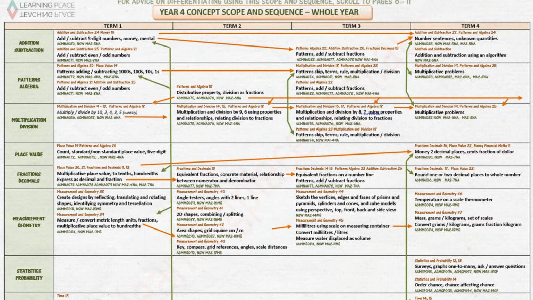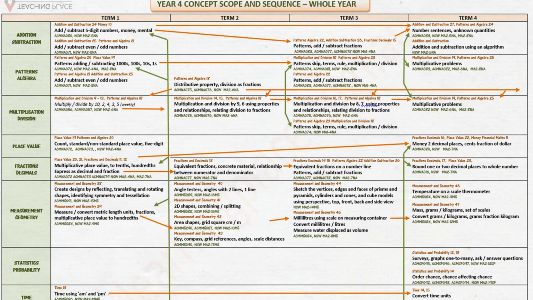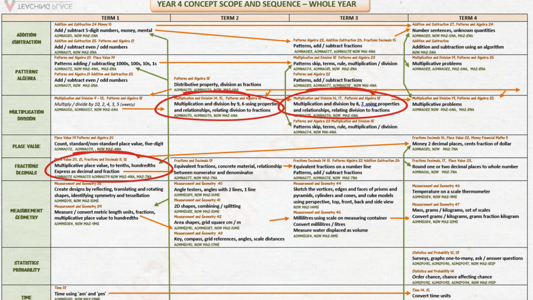As you can see, the focus of number and algebra in Year 4 is adding and subtracting 5-digit numbers using place value, including as money. The focus of multiplication and division is multiplying and dividing by 9, 6, 8 and 7 using the distributive property and the relationship between fractions and division. Multiplicative place value is extended to decimals to include tenths and hundredths. Fractions understanding is developed to include equivalent fractions with concrete material and explaining the relationship between the numerator and the denominator.